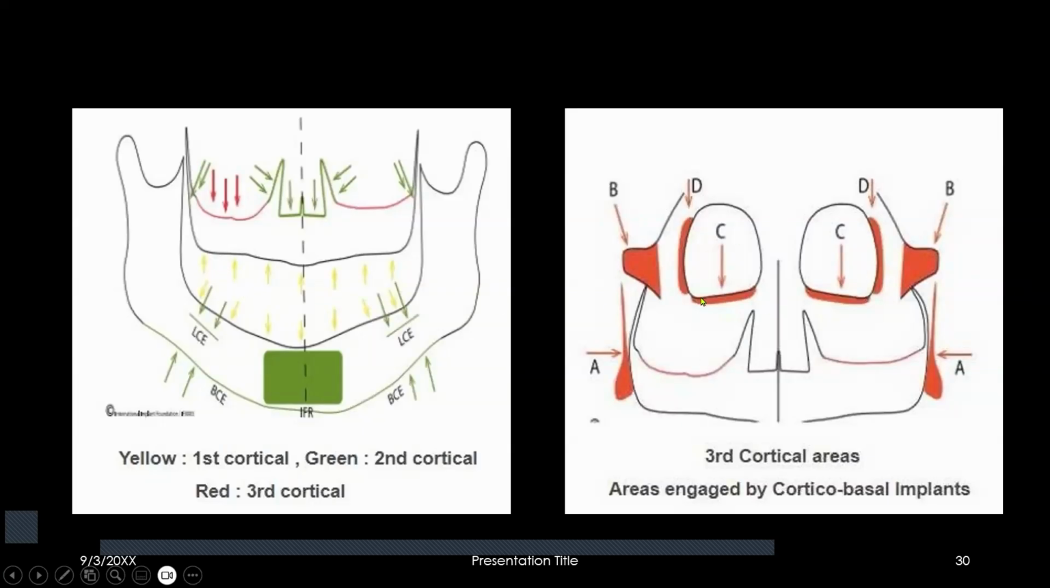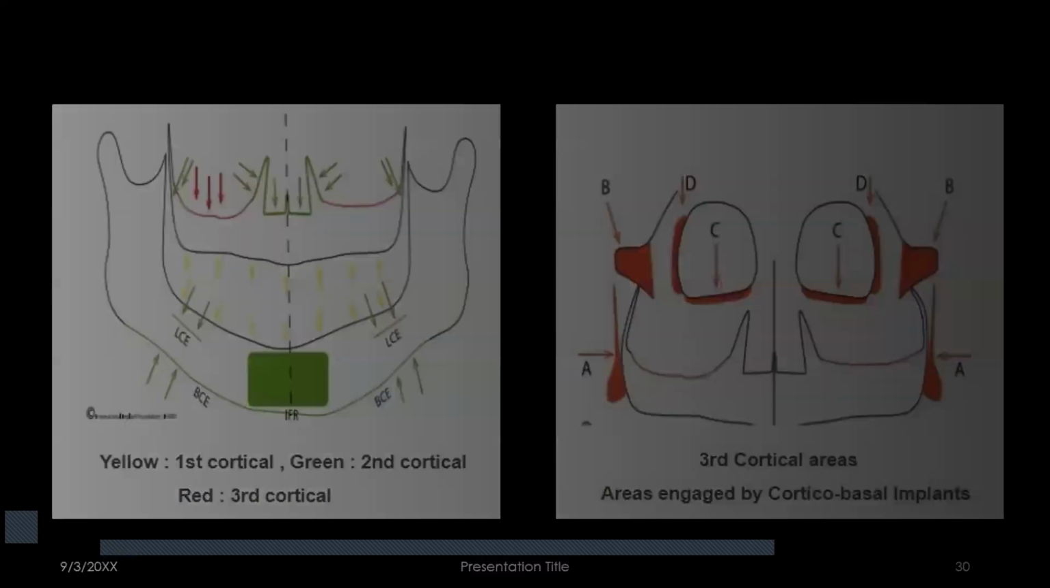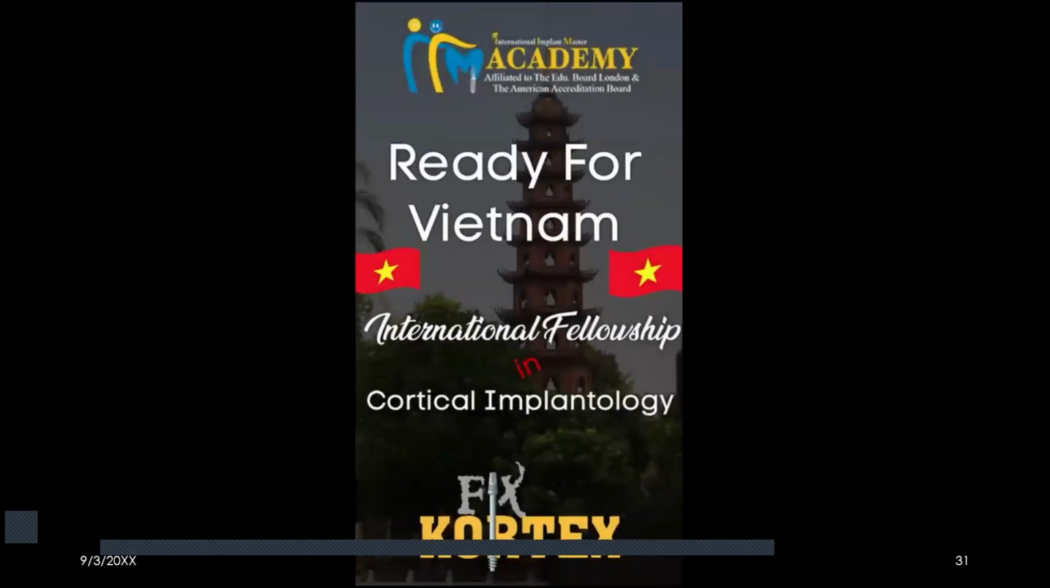So all the third corticals are here. This is the pterygoid. This is your zygoma. Zygoma is also separate, not a part of the maxilla. Still we are using it to place the implant to give a prosthesis to the patient. The lateral wall and the lower wall of the orbit is also a cortical and is used as a third cortical, but rarely.